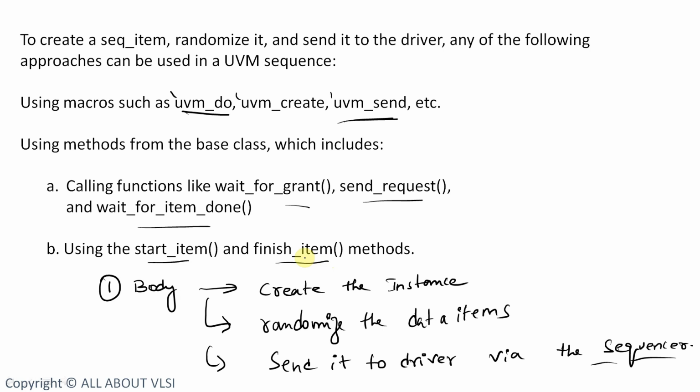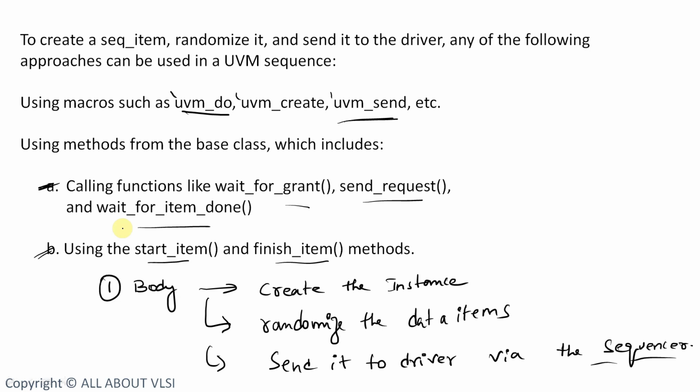So why are we using all these methods? Our agenda is simple. We need to perform three operations: creating the instance, randomizing the data items, and sending it to the driver via the sequencer. For performing these three operations, we have basically three approaches. One is to use macros, or else to use built-in functions. There are two types of built-in functions: you can use category A, or else category B. Now let us try to understand what these macros, category A built-in functions, and category B built-in functions are.